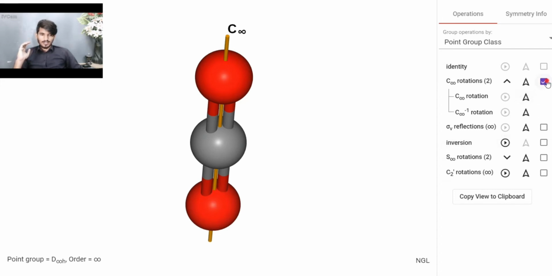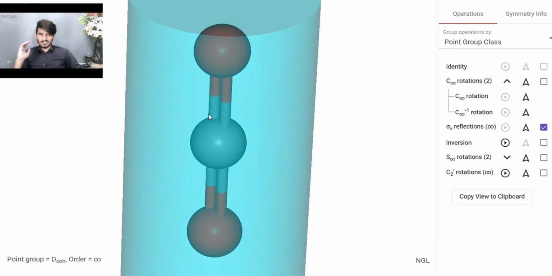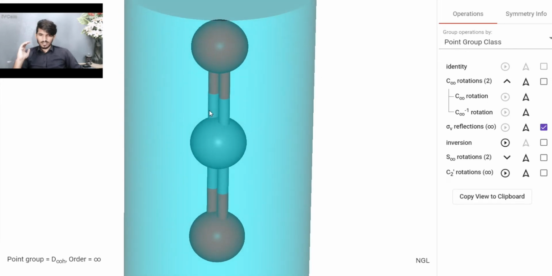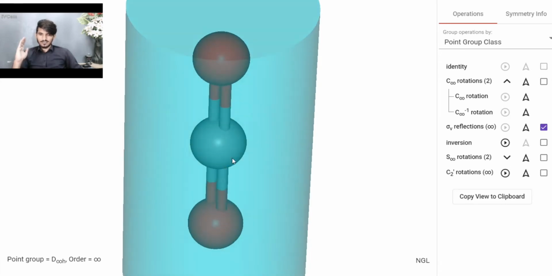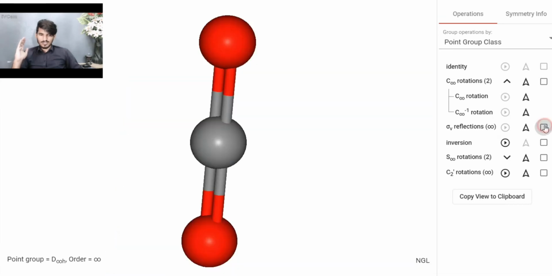And again, what we have here is sigma, and there are infinite sigma v's present along this axis of rotation, because you can cut this molecule by crossing an infinite number of planes just like this. By crossing an infinite number of planes you can cut this molecule into equal parts. So that's sigma v.